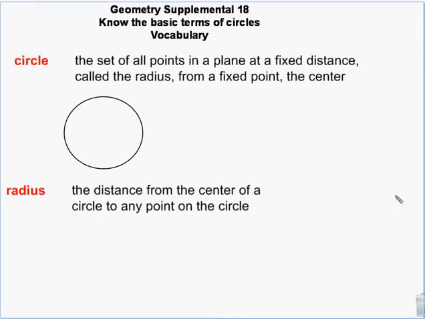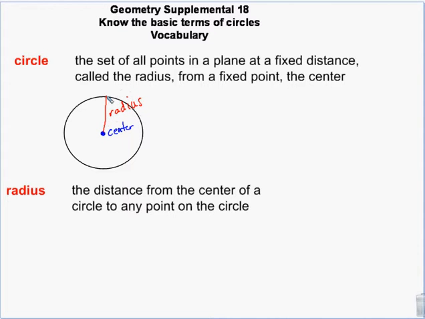The definition of a circle is the set of all points. So here's all my points, and this is an infinite number of points going around here that are equally distant from the center. So this is the center, and the equal distance length is the radius. Pretend that is a straight line.